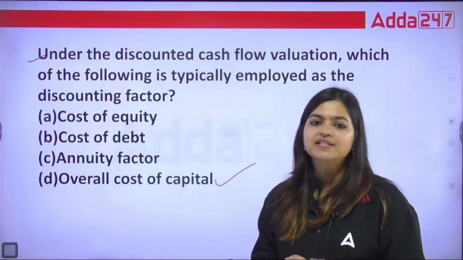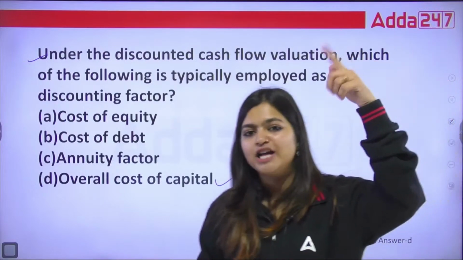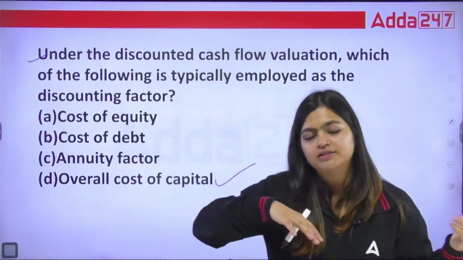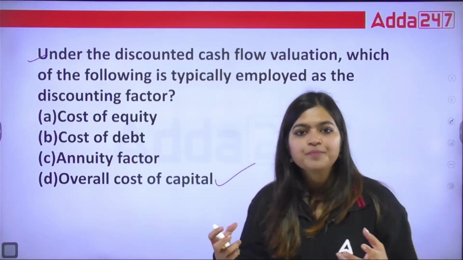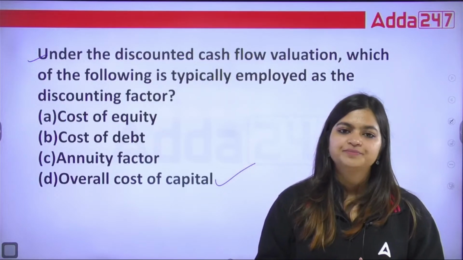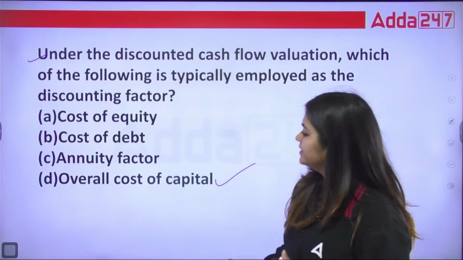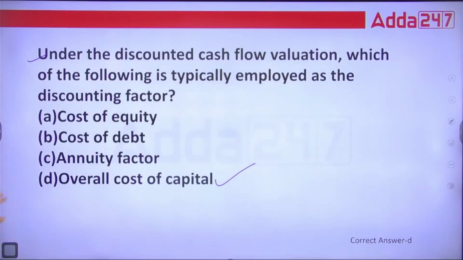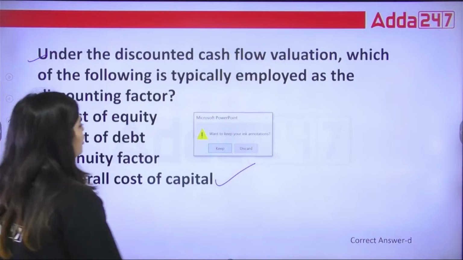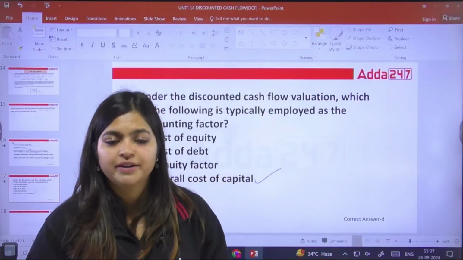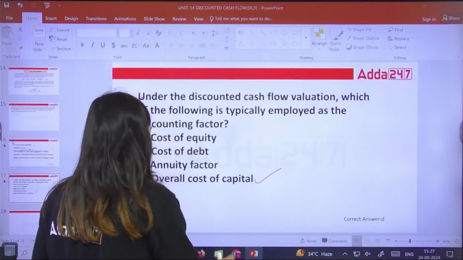They are not asking you the expected cash flows, and they are not asking about equity. They are asking what factor we generally use for the calculations, for the discounting. So in that we use the overall cost of capital. I hope the two models that we discussed today are clear to you all.